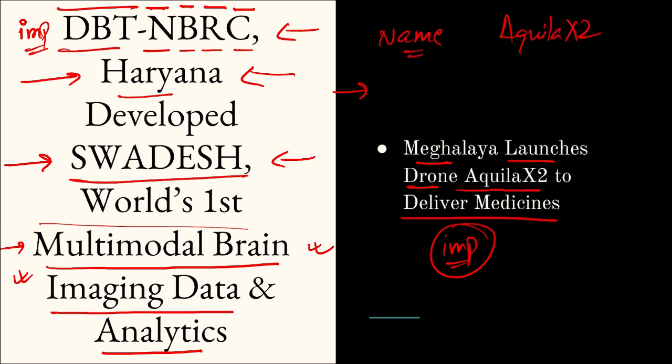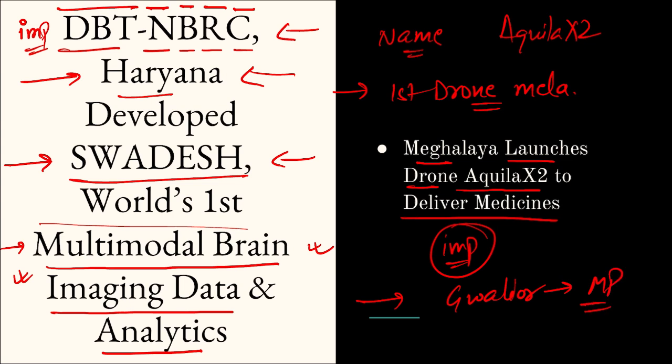Next, a question relating to drones can be asked: where was the first drone Mela held in India? It was held in Gwalior, and Gwalior is in Madhya Pradesh. Mark this also. The first drone Mela of India was held in Gwalior, Madhya Pradesh.